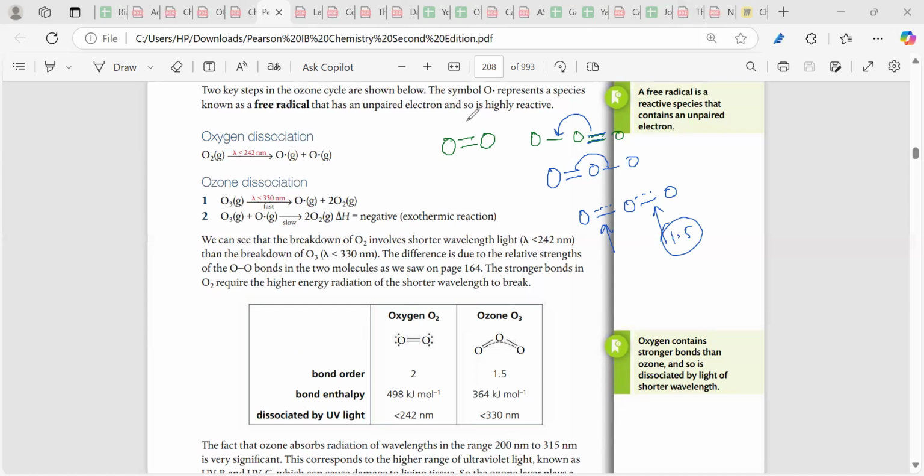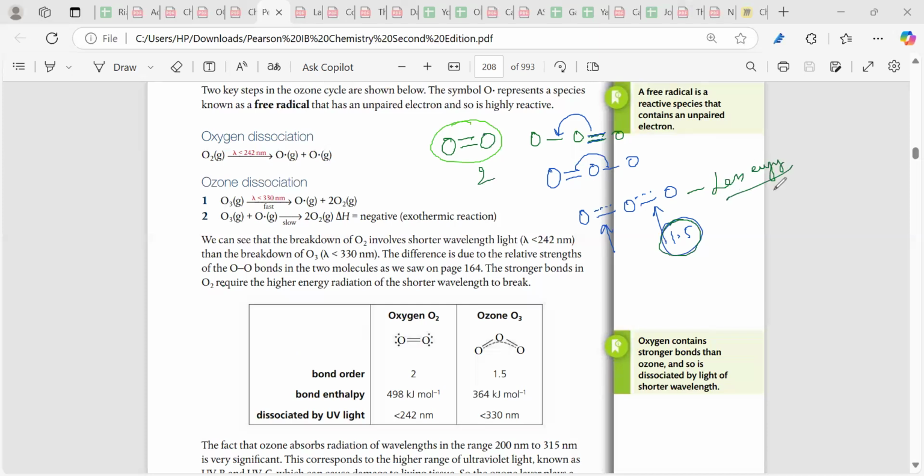How many bonds in oxygen? Two bonds. Now can you tell me which bond is easier to break, ozone or oxygen? Ozone, because it has less bond order, 1.5. So this will need lesser energy to break it.